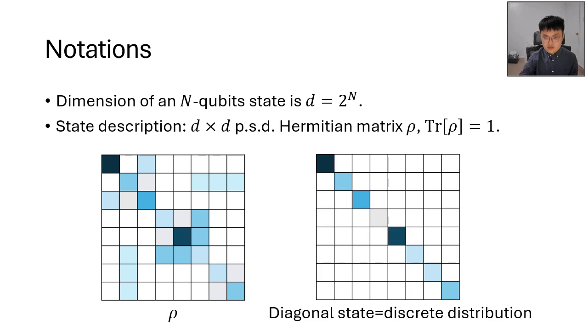And for those who are not familiar with quantum, I want to say that this is just a mathematical generalization of discrete distributions. Because if you put a discrete distribution over d elements on the diagonal entries of a matrix, this is exactly a valid quantum state according to this definition.